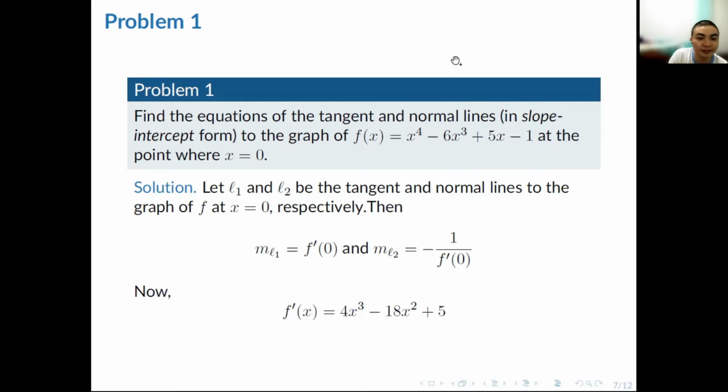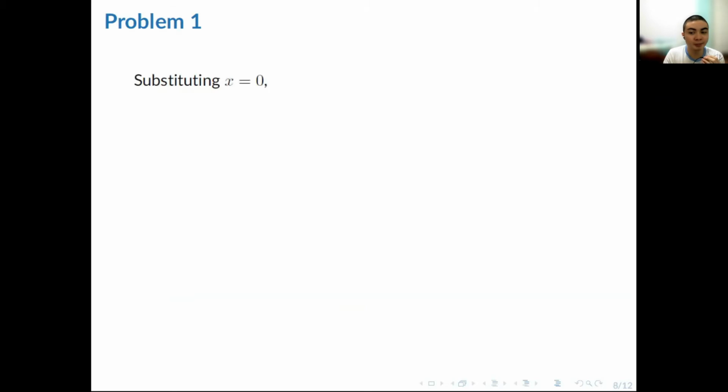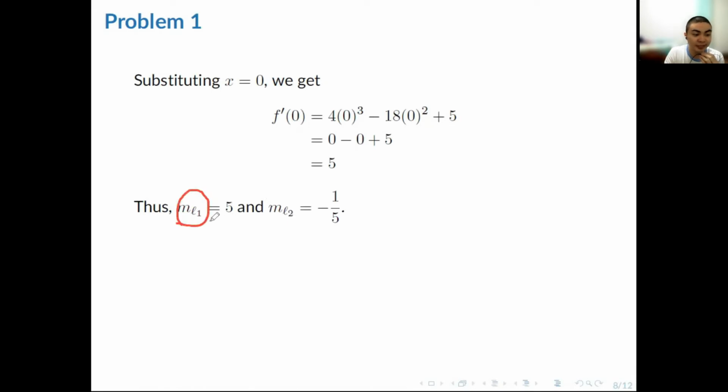So hanapin natin yung derivative ng ating function para mahanap natin yung slope ng tangent line. The f prime of x is equal to 4x cubed minus 18x squared plus 5. You can verify this by yourselves, no? Ngayon, gusto nating mahanap si f prime evaluated at x equals 0. So isa-substitute natin ngayon si 0 dun sa x ng f prime. We plug in 0, then we get f prime of 0 equals 5. Ibig sabihin nun, yung slope ng ating tangent line is equal to 5. And yung slope naman ng ating normal line is equal to the negative reciprocal of the slope of our tangent line, which is negative 1/5.